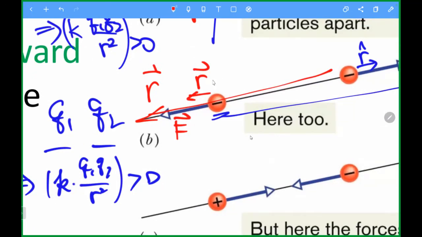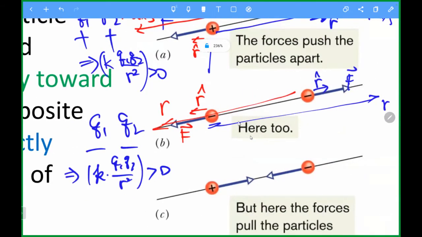Sorry, this is r hat, not r vector. This should be r hat. So F should have the same direction as r hat. So the force for the left charge points to the left side, and the force acting on the right charge points to the right side. Okay, so still they repel each other.